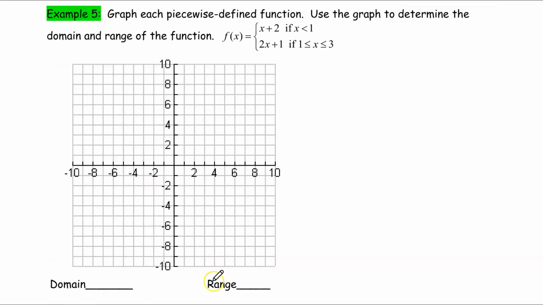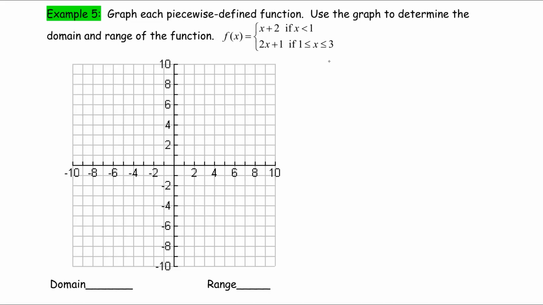For the next example, we are to graph this piecewise function, and we will use the graph to determine the domain and range of the function. Let's discuss first the definition of this piecewise function. It is defined as x plus 2 when x is less than 1, and it is defined as 2x plus 1 if x is between -1 and 3. Now, how do you graph this?